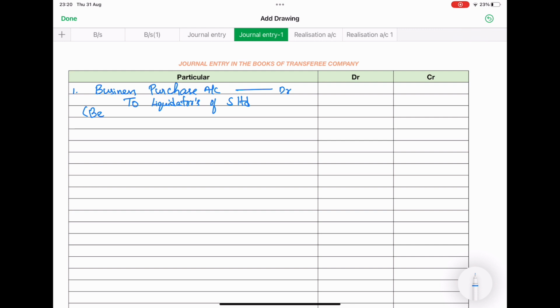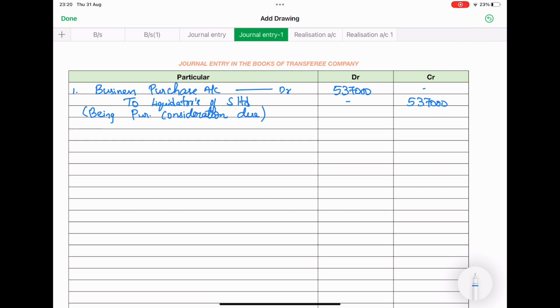So if you are passing any basic or simple journal entry, you have to mention the narration, because we should know the reasoning, right? Being purchase consideration due. So this is the entry. So we are going to write the value of purchase consideration. 5,37,000 is the value. Credit nil, debit 5 lakh 37,000. This is the first entry.